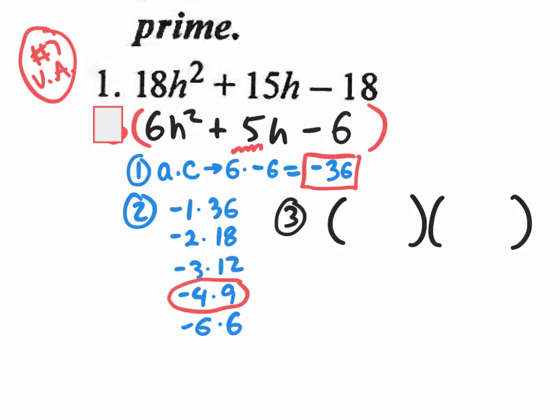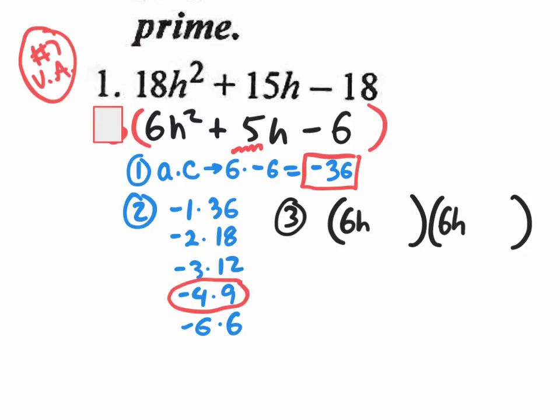Now, what belongs in the first term and the first term? It's not just h, because h times h would be h squared. It's 6h, right? Which is weird because 6h times 6h is not 6h squared. It's 36h squared. But at the end, we're going to reduce the binomials with their GCFs to get rid of one of these 6's, all right? Anyhow, that's how you start that shortcut.